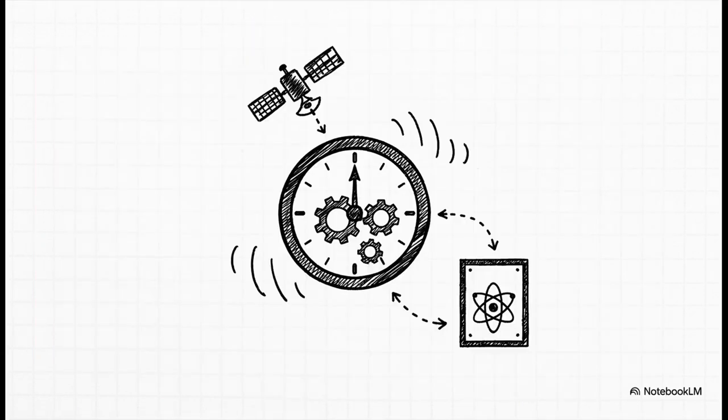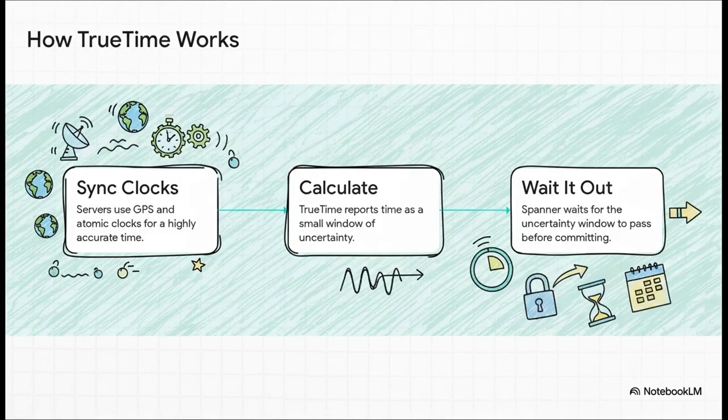The answer, and this is the genius of Spanner, was a brand new technology they built called TrueTime. They figured out that to coordinate everything across the globe, they couldn't just have slightly better clocks. No, they had to totally change how a system thinks about time itself. Okay, so how does it work? It's actually pretty brilliant. First, all the servers get their time from super accurate sources. We're talking GPS and atomic clocks.